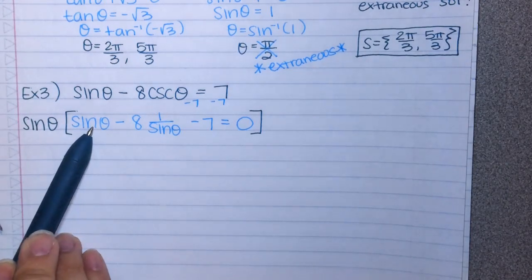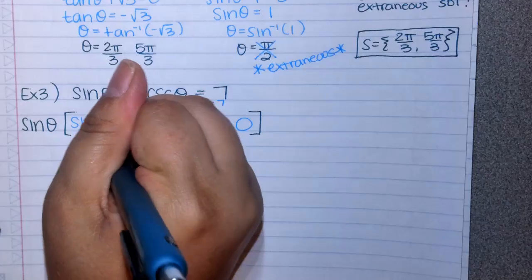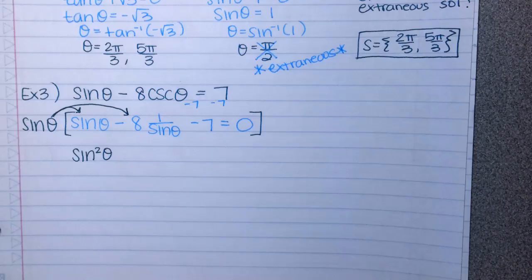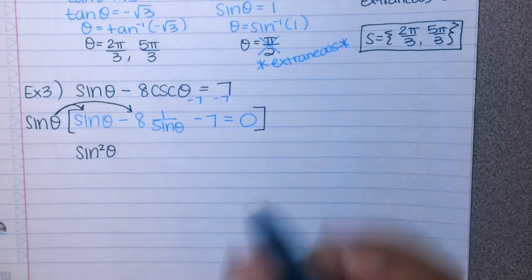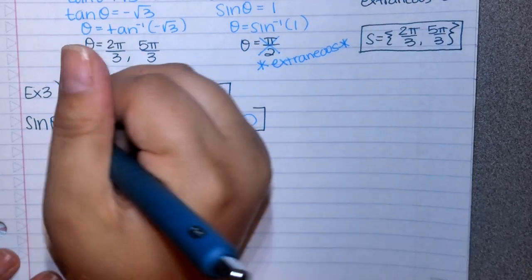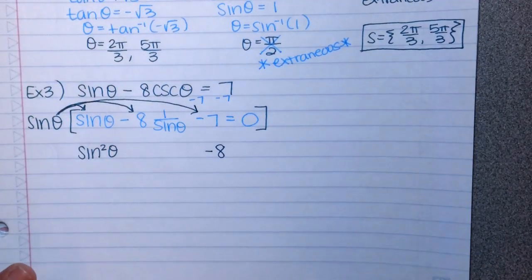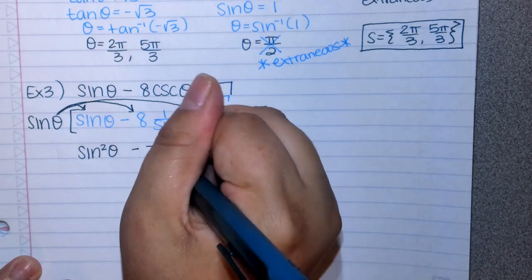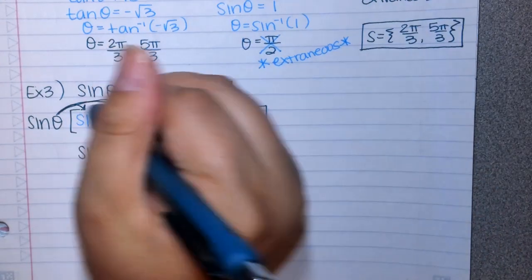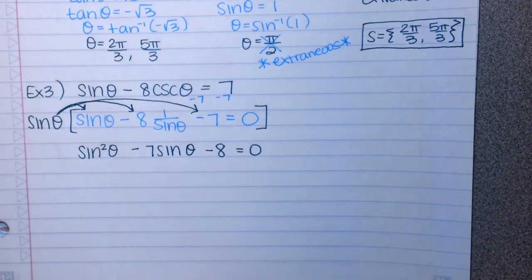What is the sine of theta times the sine of theta? What is the sine of theta times negative 8 times 1 over sine of theta? Do y'all agree those would cancel out? I'm going to put that negative 8 over here. And what is the sine of theta times negative 7? Does everybody see what I did there? And then what's the sine of theta times 0? Now, does this look just like number 1?